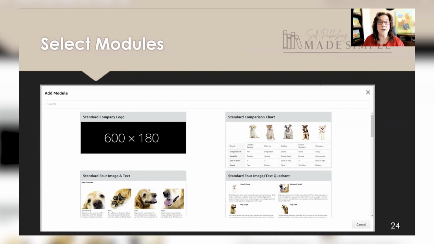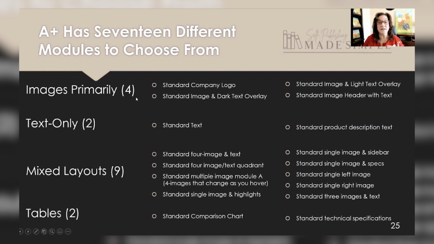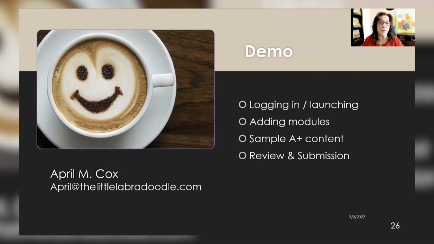When you go and take a look at your modules, they look something like this, and you have 17 different modules to choose from. Here's that comparison chart that we use. Here's a list of the 17 different ones. There's 4 that are primarily for images, a couple that are text only, 9 of them that are all different mixed layouts that are really different and interesting. As you browse through, you'll be able to find these. There's also a couple that have that comparison chart like I showed you, another that's just for technical specifications. So that gives you a lot of flexibility in what you can use and how well it comes together.